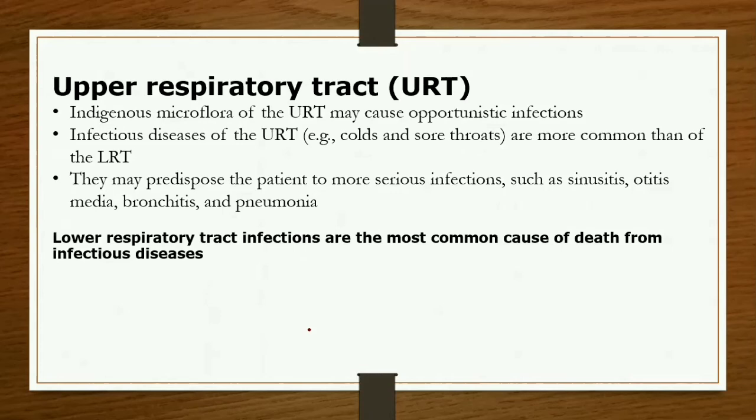Then the upper respiratory tract: aerosols and droplets directly attack the respiratory tract. The indigenous microflora of the upper respiratory tract may cause most of the opportunistic infections. Infections of the URT, mostly colds or sore throats, are more common than those of the lower respiratory tract. The symptoms are colds and sore throats, and they may predispose patients to more serious infections such as sinusitis, otitis media, bronchitis and pneumonia.